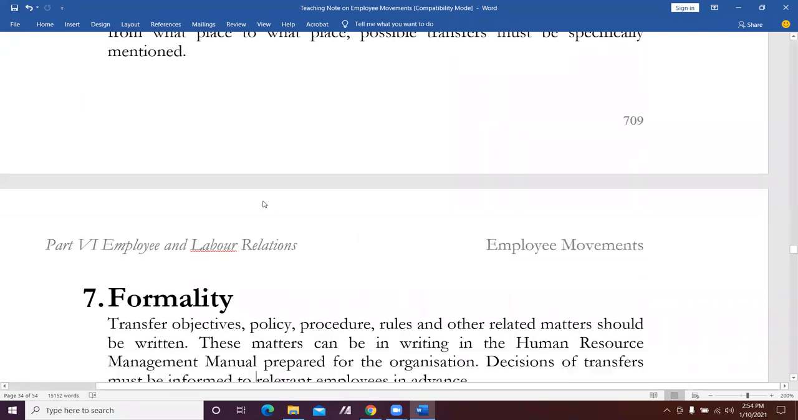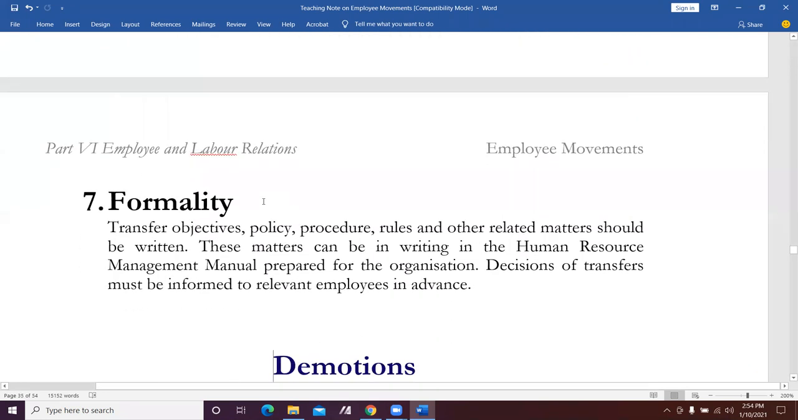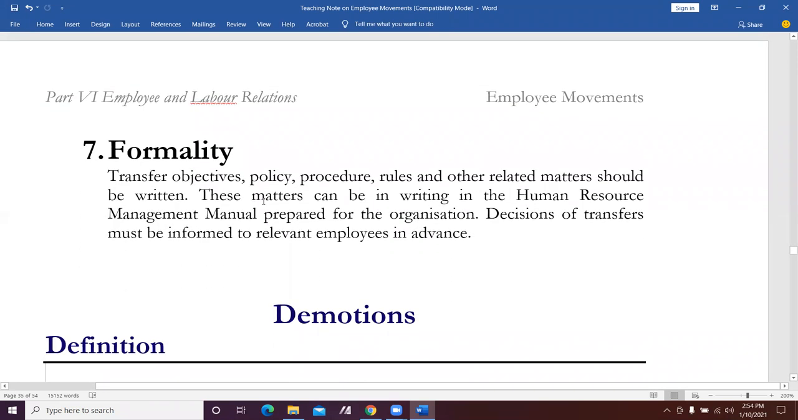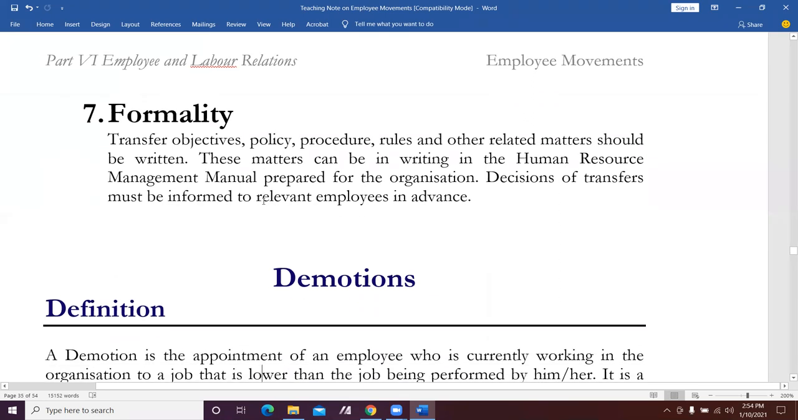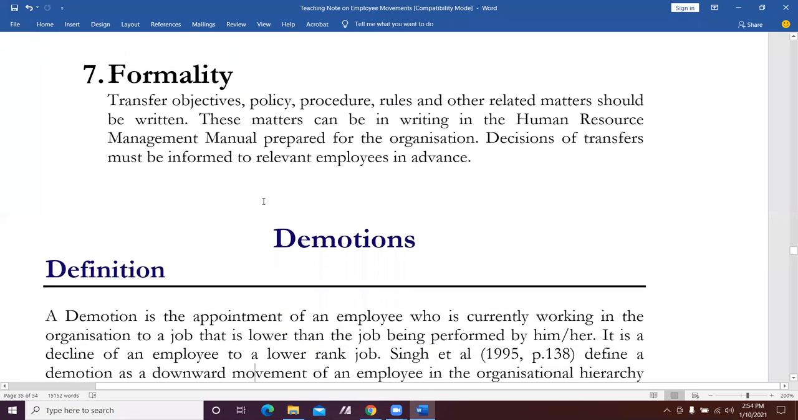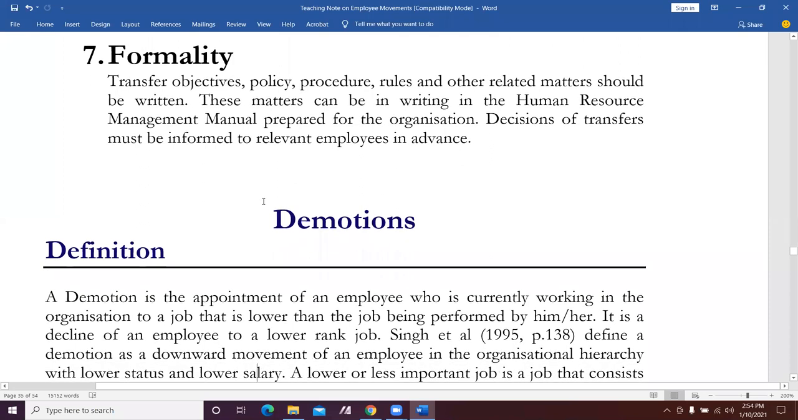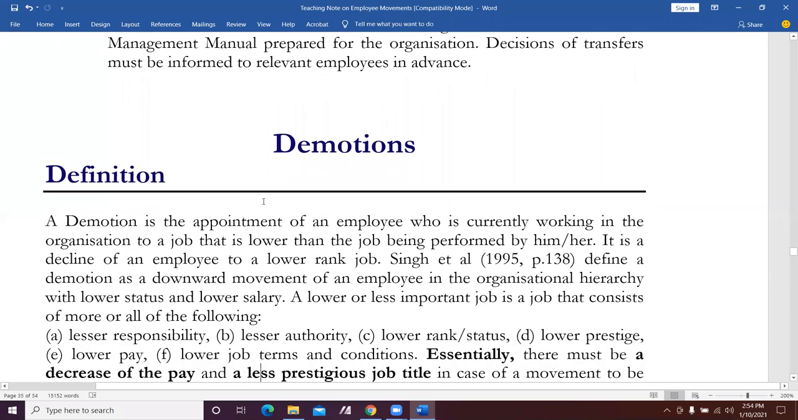Then communication, then formality. Of course, policy and procedure, all these should be there. Verbally, we should not manage transfers. Very dangerous.